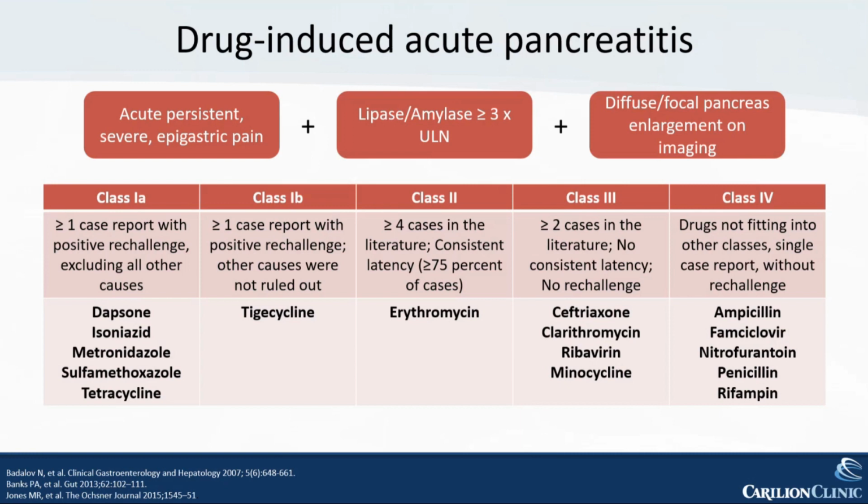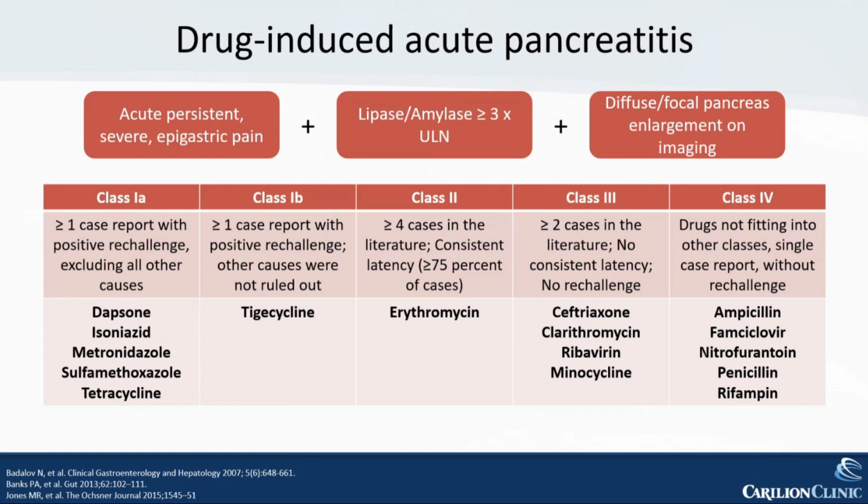Though when we look at our class 1A, which are going to be our agents with probably the most evidence, we see dapsone, isoniazid, metronidazole, sulfamethoxazole, and tetracycline as being some of the more causative agents. Tigecycline is also an agent that I personally have seen multiple times cause pancreatitis, though we use it much less frequently than we used to. Erythromycin has some association with pancreatitis. And then as we move down into our agents, we have a little bit less association.